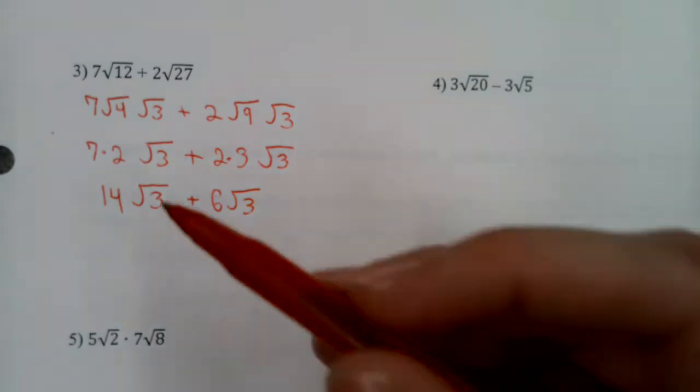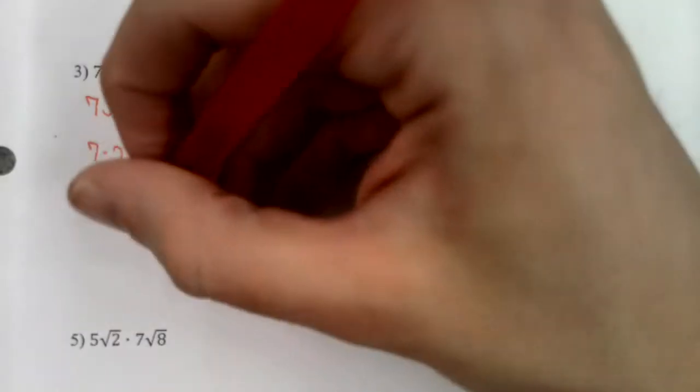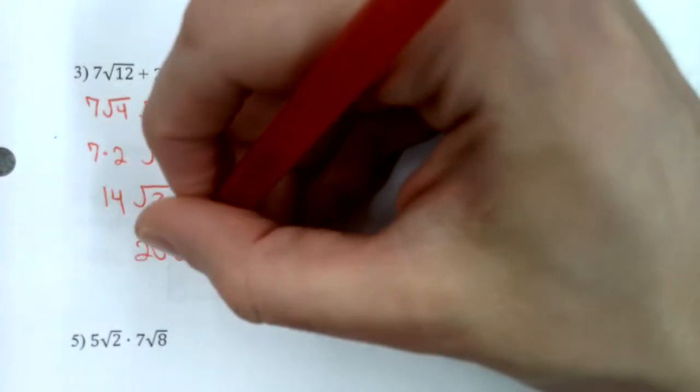And now the radicands are the same. Each radicand is 3. So you can add these together, just like you would do if it was 14x plus 6x. You would make that 20x. We're going to make this 20 square root of 3.